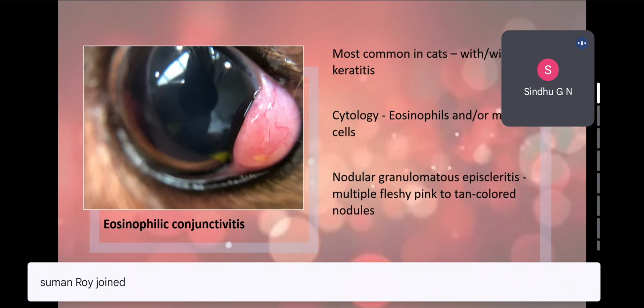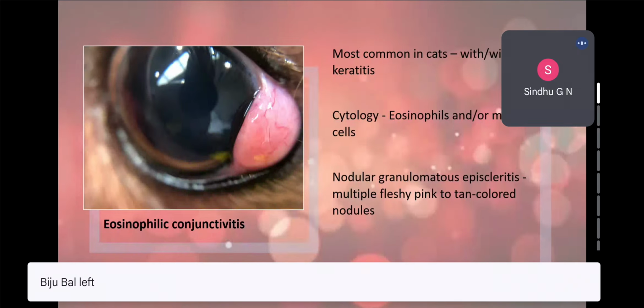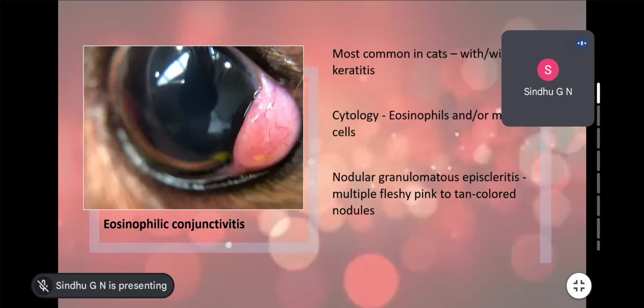Then another type is eosinophilic conjunctivitis. It's most common in cats and it can be associated with or without corneal involvement in cats. And on cytology, we'll get numerous eosinophils and mast cells.